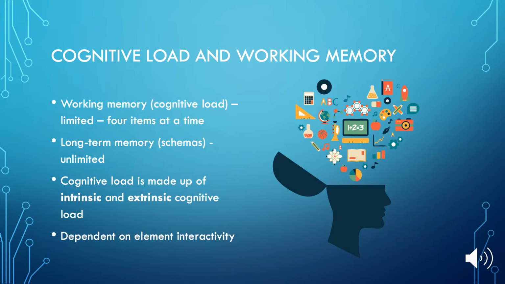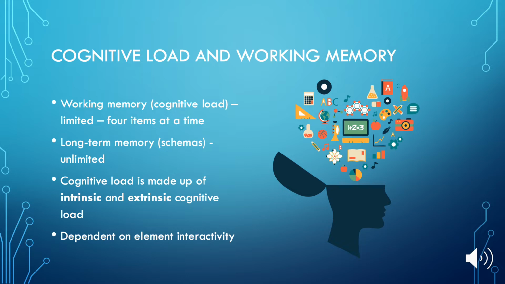The capacity of the working memory was illustrated by Miller to hold about 7 items at a time. More recently, however, the working memory has been described as having a capacity of only 4 items being held at a time, whereas the long-term memory, where schemas are held, is unlimited in its storage capacity.